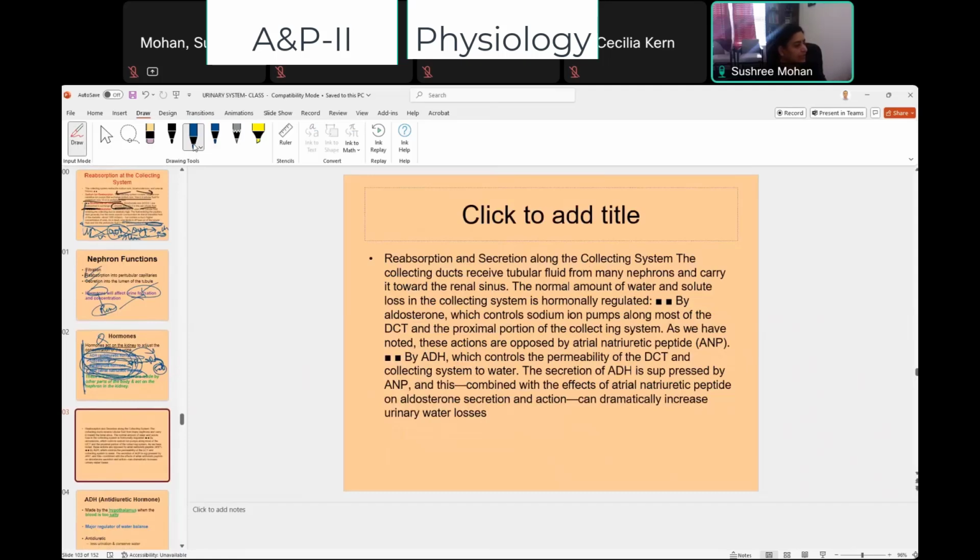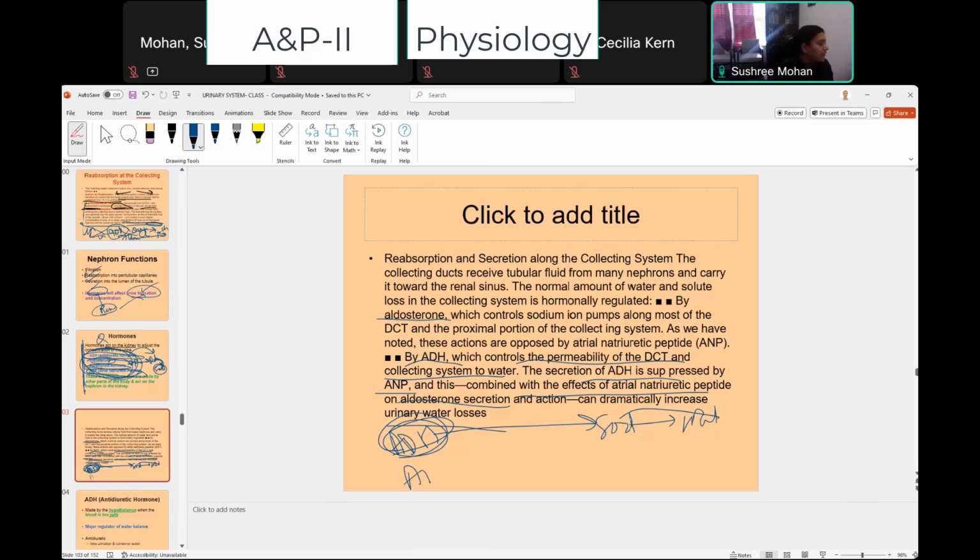So this is the reabsorption and secretion that we talked about, using aldosterone, natriuretic peptide, and ADH's role. It controls the permeability of the DCT. The secretion of ADH is suppressed by ANP, and this combines with the effects of ANP and aldosterone secretion and can dramatically increase urinary water losses. So you need to understand the role of ADH, antidiuretic hormone. This one will not allow water to be lost. It will retain the sodium and it will retain the water. Antidiuretic: it will not allow water to be lost.